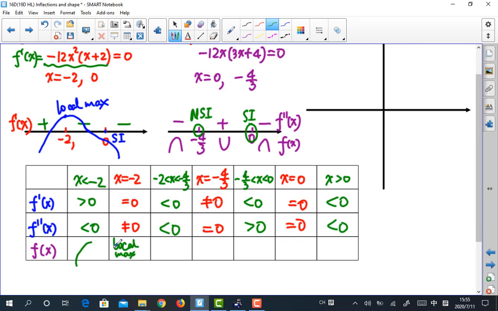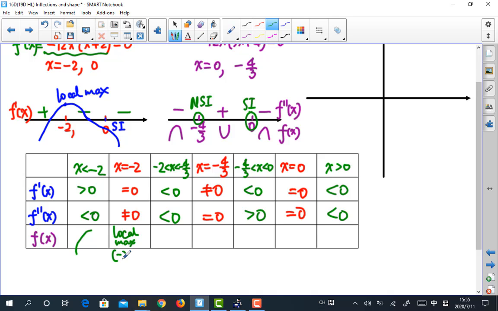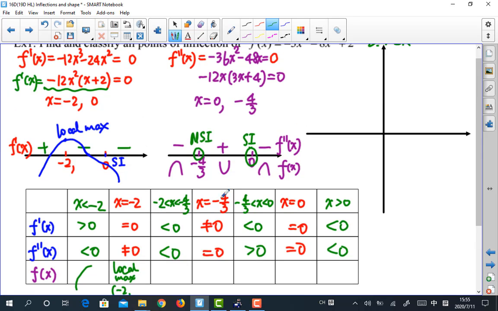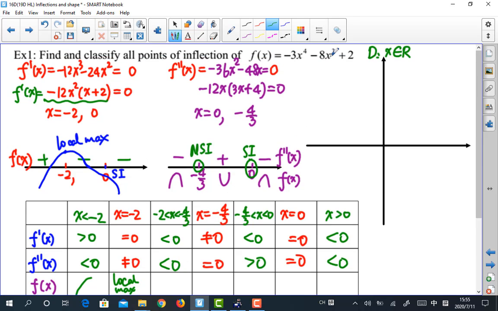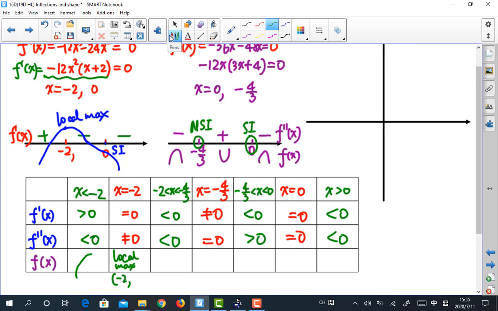Let's find the coordinates for this local maximum point. The x coordinate is -2. Then substitute -2 into the original function for x to find its corresponding y coordinate. We need to find all the points, which means we need both the x and y coordinates for any point. So the corresponding y coordinate should be 18 for this local maximum point.